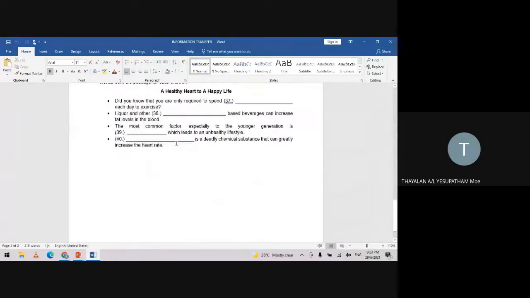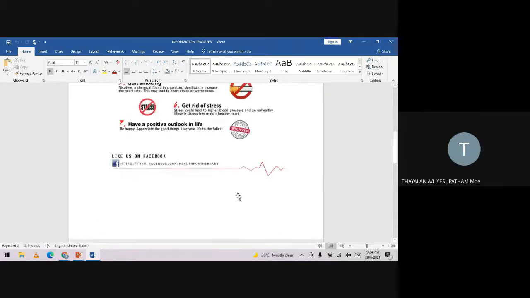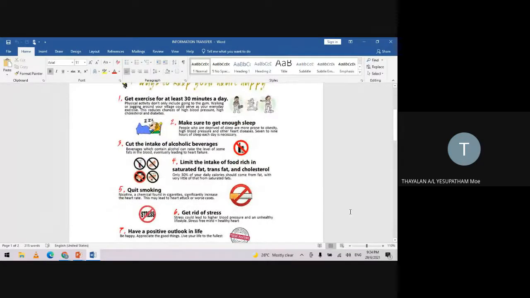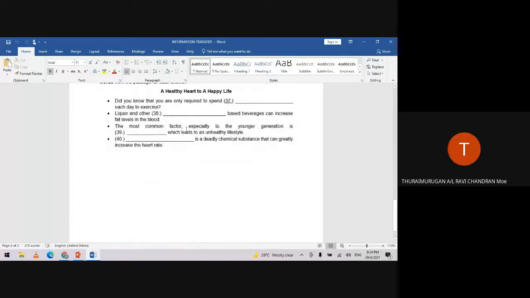Let's see. Positive outlook. The most common factor, especially to the younger generation, is positive outlook, which leads to an unhealthy lifestyle. Does it make sense? Which is causing an unhealthy lifestyle? That's the clue there. Look for unhealthy lifestyle. Stress. Obviously, get rid of stress. Stress could lead to higher blood pressure and an unhealthy lifestyle. So here, the most common factor, especially to the younger generation, is stress, which leads to an unhealthy lifestyle. Now it makes sense, isn't it?